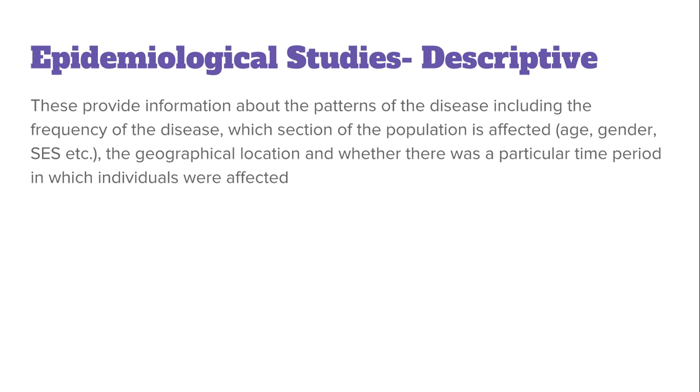So when we talk about epidemiological studies, we talk about three different types and processes which we can undertake. So the first one is descriptive, and these provide information about the patterns of the disease, including things like the frequency, which section of the population is affected. So we can look specifically at age, gender, socioeconomic status, and so on. We can look at geographical location and whether there was a particular time period in which individuals were affected.